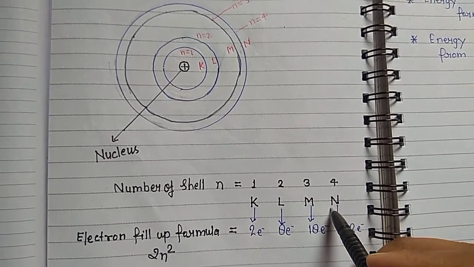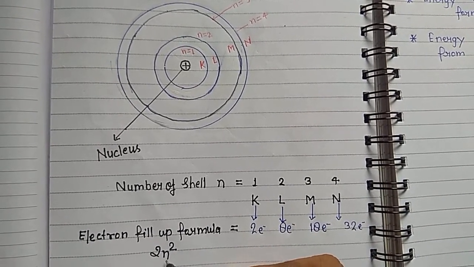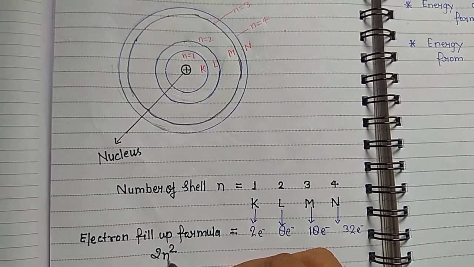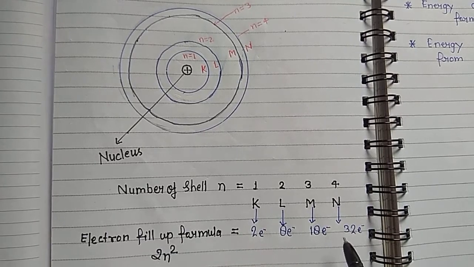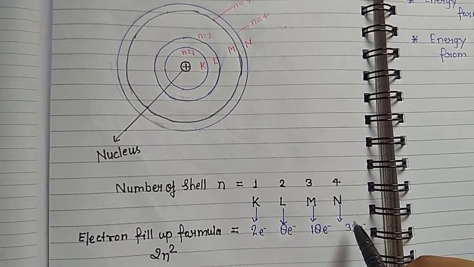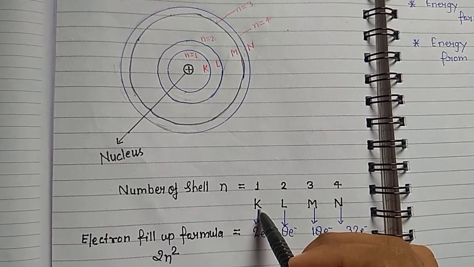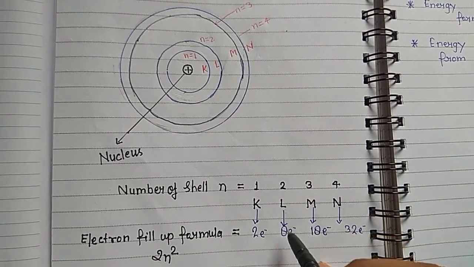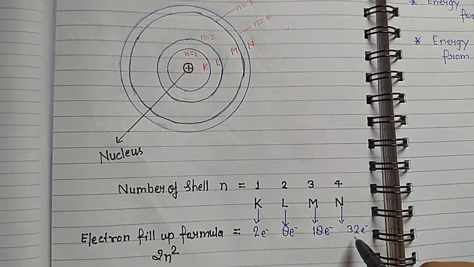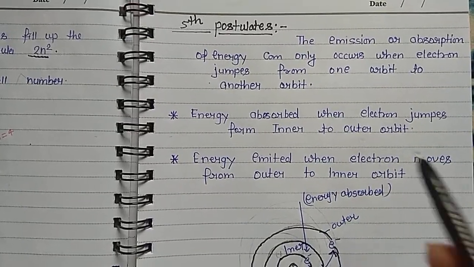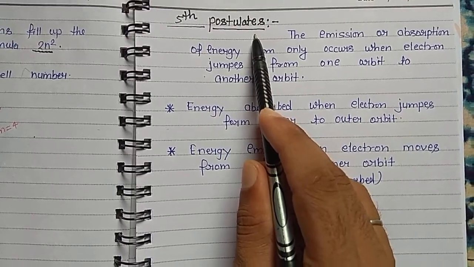Further, for the N shell, n is equal to 4. So put the value of n: 2 into 4 square, 4 square is 16, then multiplied by 2, it becomes 32 electrons. Hence, K, which is the first shell of the atom, has a maximum of 2 electrons, L 8 electrons, M 18 electrons and N 32 electrons. Now the fifth and last postulate of Bohr's atomic model.